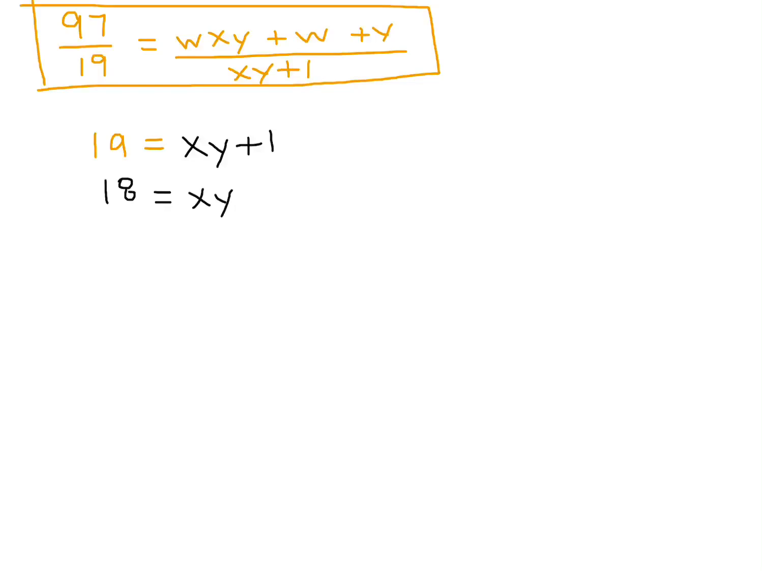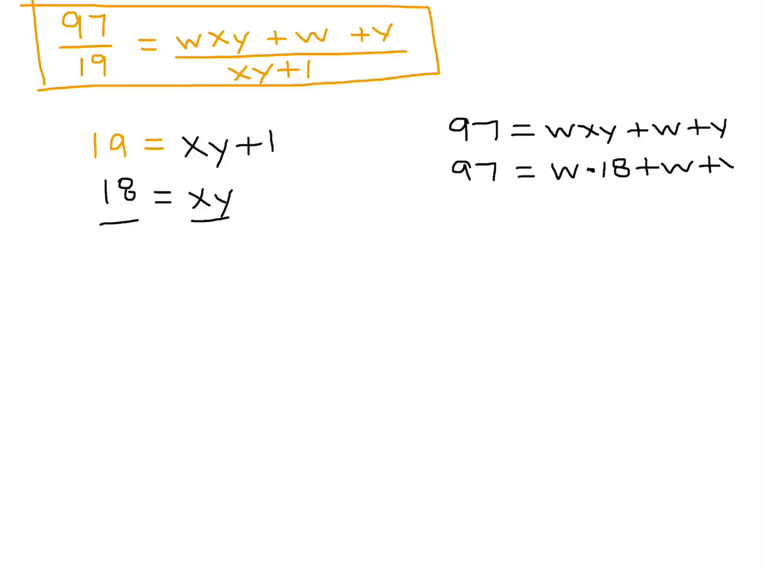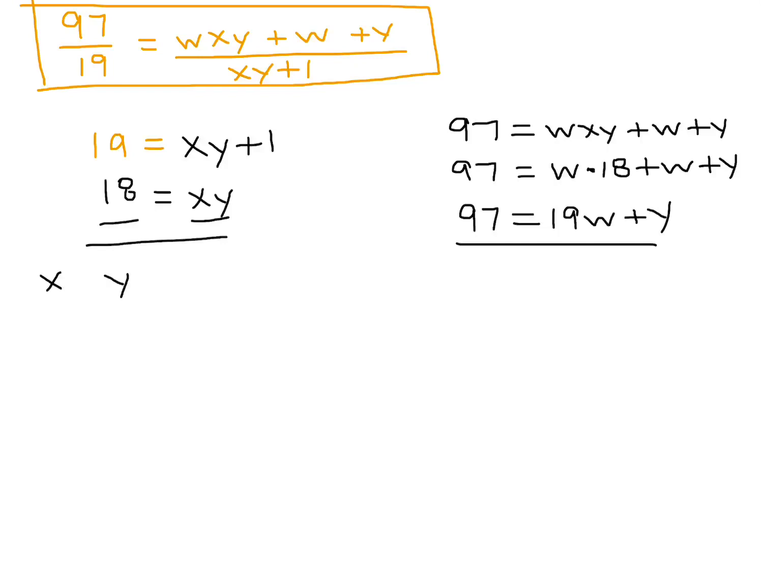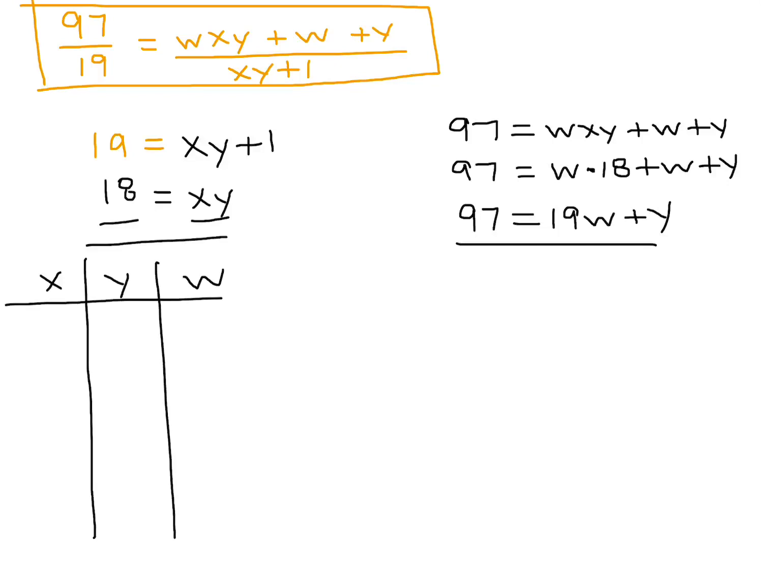And if you look at the numerator, 97 is equal to wxy plus w plus y. Well, xy is equal to 18, so we can substitute that in there. W times 18 plus w plus y. And this becomes 19w plus y. So we are going to have to deal with these two equations. And we want integer solutions. So we'll make a little table, x, y, and w, and see what we get.